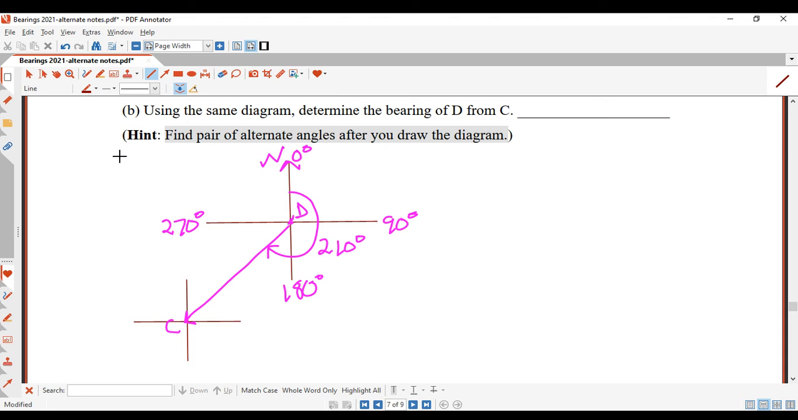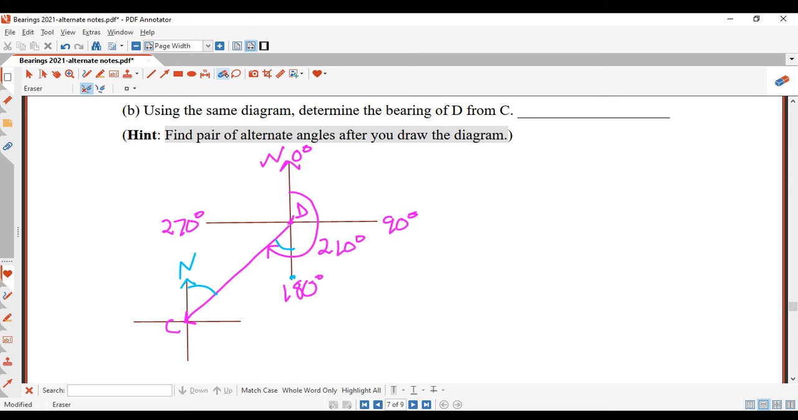Okay, so just drawing that in there. And we're going to now put the north arrow there. That's north. And we've got to identify a pair of alternate angles. Now you can see here that this angle there, this angle here are alternate. So we need to work out the size of this angle. Now we know it's 210 all the way around to the ray, and we know it's 180 up to this point. Okay, so 210 minus 180 is 30.